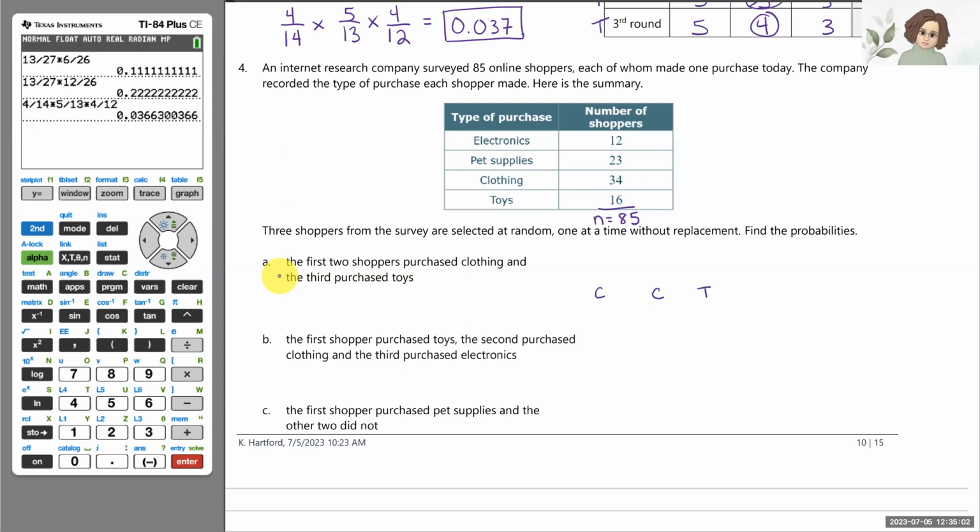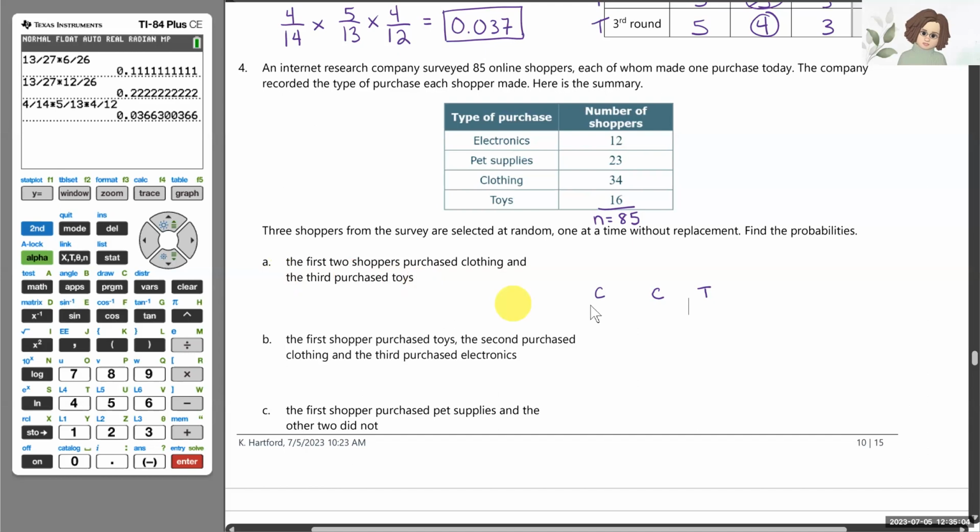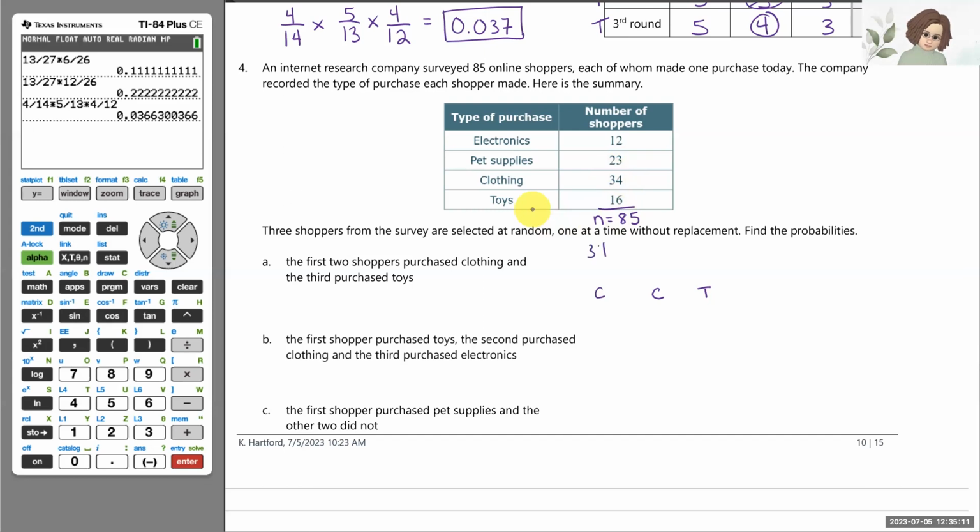So what I'm going to do here, just for shorthand, is write clothing, toys, and then just do the substitutions. So the probability that the first person I picked bought clothing is 34 out of 85. And then they're out of the mix. So we pick a person that bought clothing. When I'm ready to pick the second person, there would no longer be 34 that bought clothing. We'd be down to 33. And instead of 85 people, we would be down to 84.